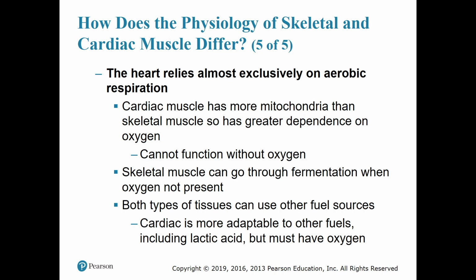Also, the heart relies almost exclusively on aerobic respiration. Cardiac muscle has more mitochondria than skeletal muscle, so it has greater dependence on oxygen. In fact, it cannot function without oxygen. Skeletal muscle can go through fermentation when oxygen is not present. Both types of tissues can use other fuel sources. Cardiac muscle is more adaptable to other fuels, including lactic acid, but must have oxygen.